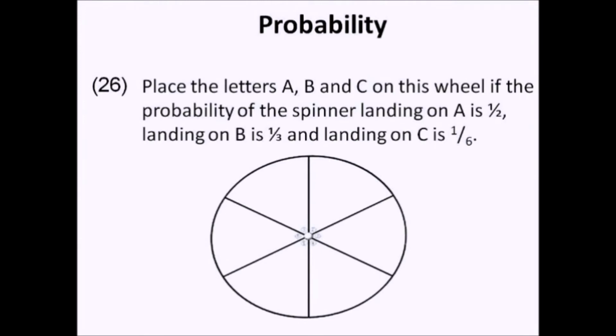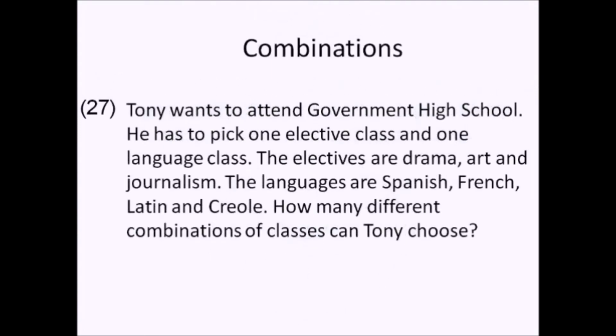Number 26, probability. Place the letters A, B, and C on this wheel. If the probability of the spinner landing on A is 1/2, landing on B is 1/3, and landing on C is 1/6, place the letters on the wheel. So you only put capital A, B, or C on that wheel. Let's go to number 27, combinations.